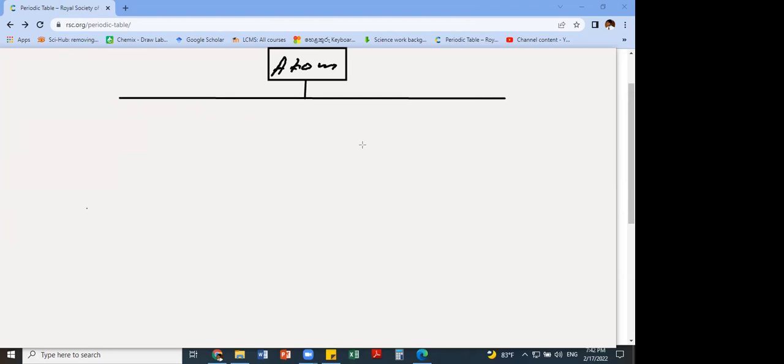Now let's look at the screen. An atom can become what charge? Neutral, positive or negative. Right. An atom can become neutral.